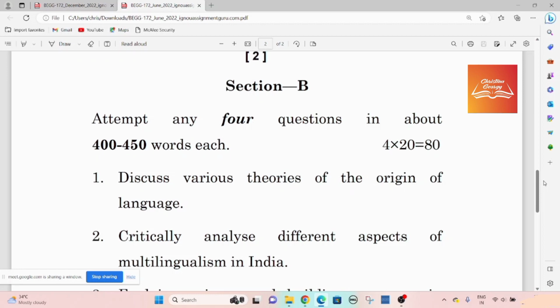The very first question is indeed easy. Discuss various theories of the origin of language. All of you must be familiar with this question. This is a question from block 1, specifically from unit 1.